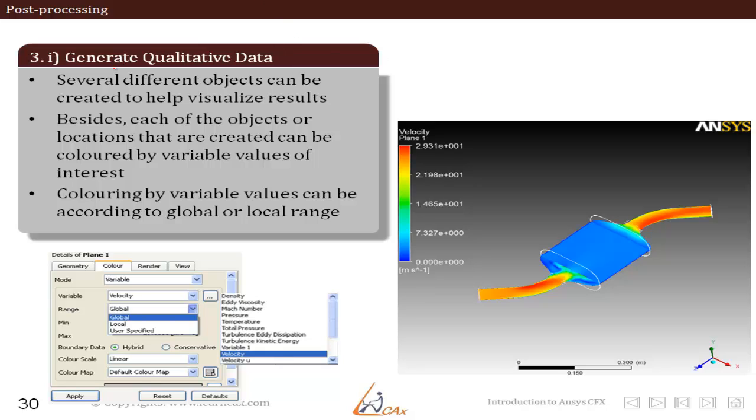Now the next option that we are going to see is how to generate qualitative data. Several different objects can be created to help visualize CFD results. We can create a location, view a variable on it, and also we can color contours by other variables as well, or path lines by other variables as well. Coloring by variable values can be according to global or local range. When we select the color, the option is whether we want to use a global range, local range, or user specified range. An example of a velocity contour is shown here.